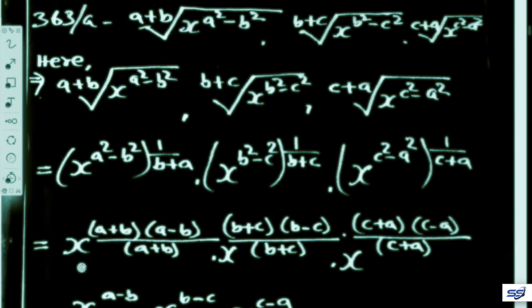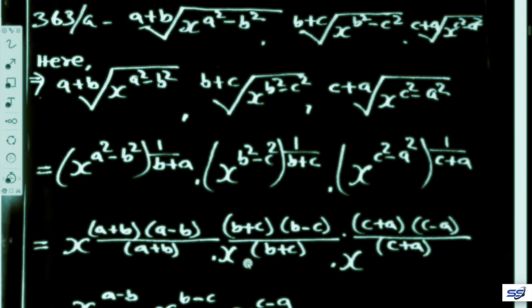Now x power, now this shall be expanded as per formula. Our formula is a plus b, a minus b. Now x power a plus b, a minus b, and this comes in the bottom power of b plus a, or we can also say a plus b. Here this is in power of x power a plus b, a minus b upon a plus b. Same thing here, b plus c, b minus c, this shall be expanded as per formula, b plus c, b minus c, and in the bottom comes b plus c. Now here again x power c plus a, c minus a. Now this is expanded as per formula, c plus a, c minus a upon c plus a.